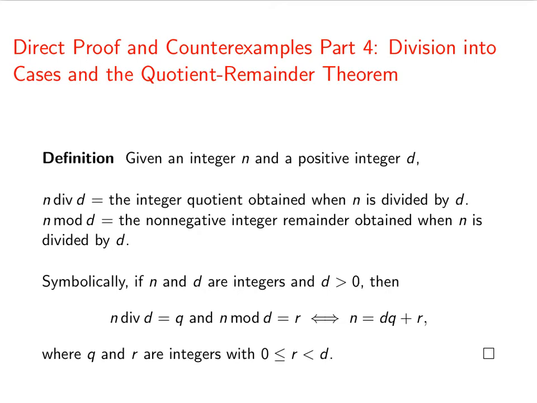So we're going to make a definition and just say that given an integer n and a positive integer d, n div d will be the integer quotient that we get when n is divided by d, and n mod d is the non-negative integer remainder when n is divided by d. So that is to say, if we're using the quotient remainder theorem to divide up n as dq plus r, then n div d is equal to q and n mod d is equal to r. And of course, as always, we make the restriction that r is between 0 and d.